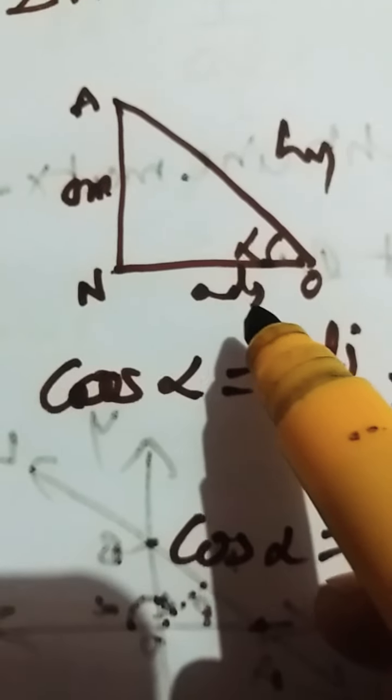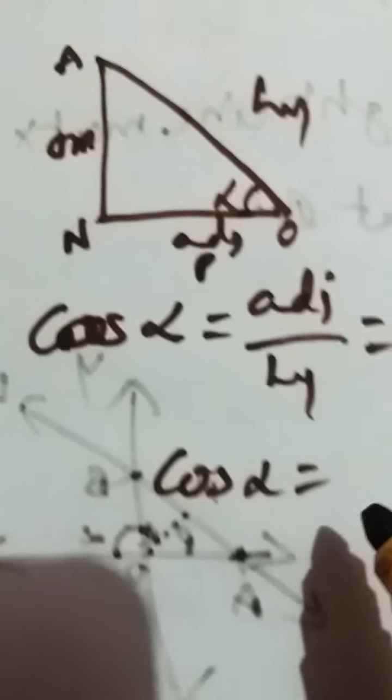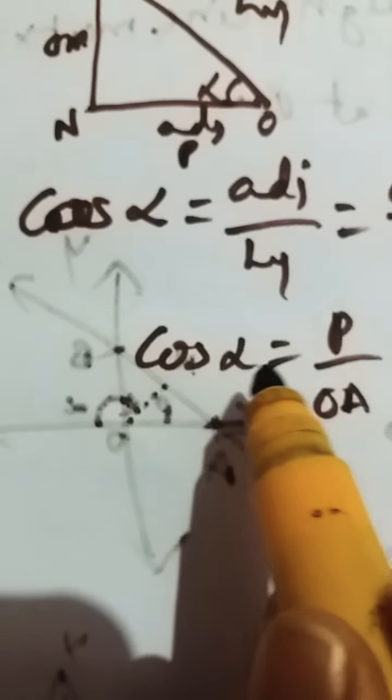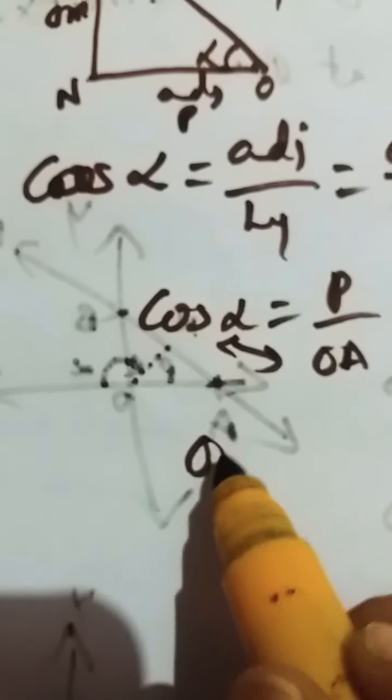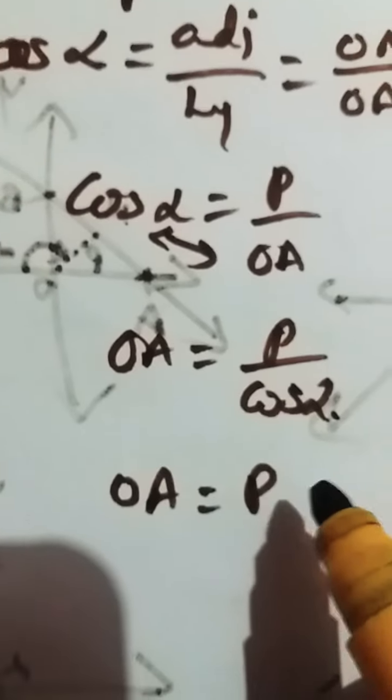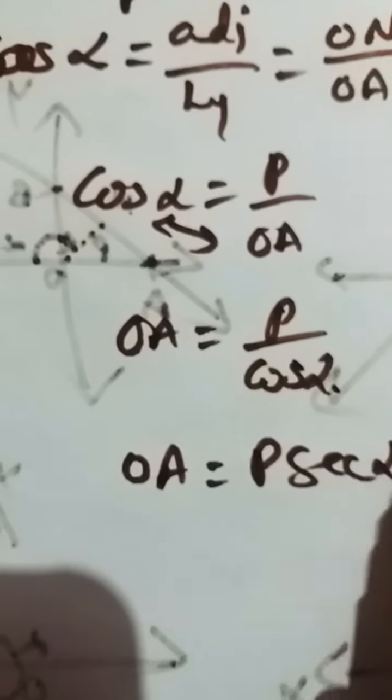So we will get here cos alpha is equal to, what is ON? ON is the foot of the perpendicular, this value is given P. So we will get this value as P by OA. So by interchanging OA and cos alpha, we will get OA is equal to P by cos alpha. Or we can write OA segment is equal to P, 1 by cos is nothing but secant alpha.